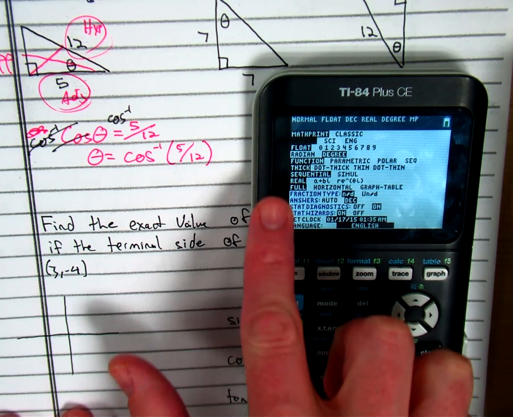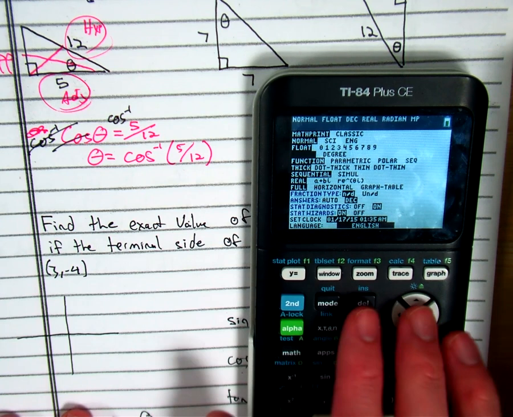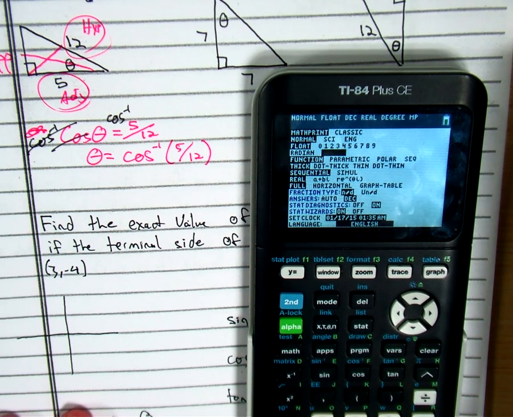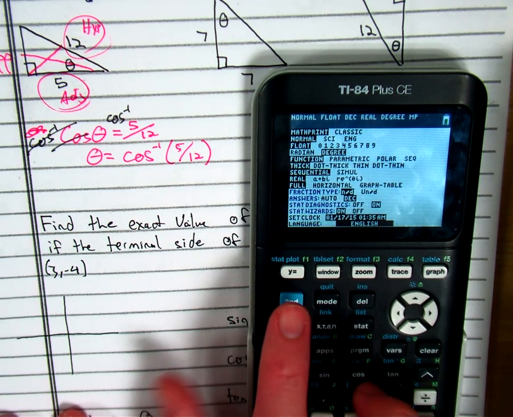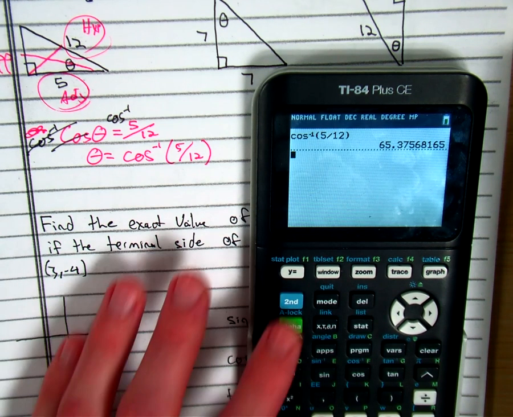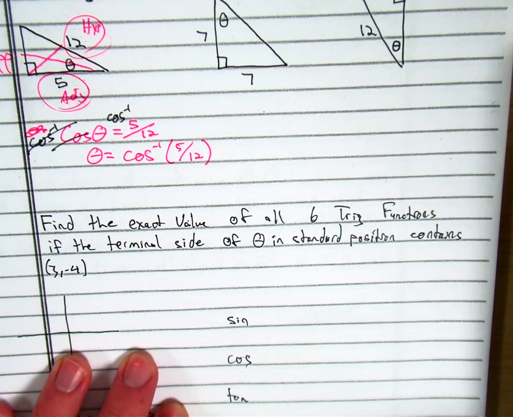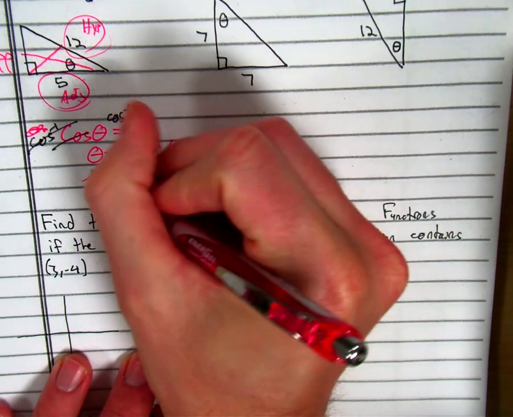Mode, make sure we're in degrees. If you are in radians, you want to slide over to degrees and hit enter. It should jump over. Okay, second quit. And type it in again, and we should be getting 65.4. We'll just go to 1 decimal today.